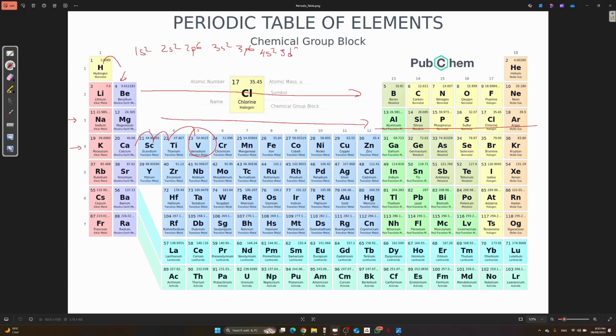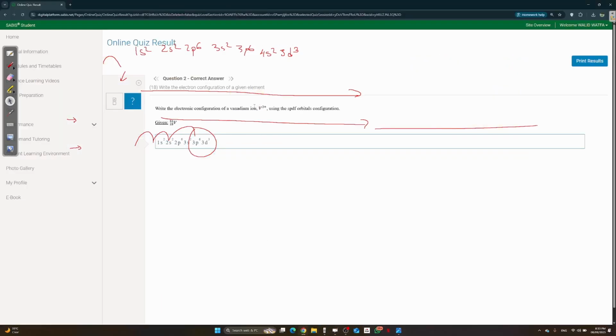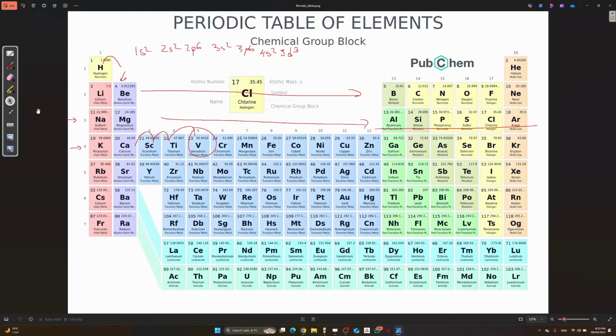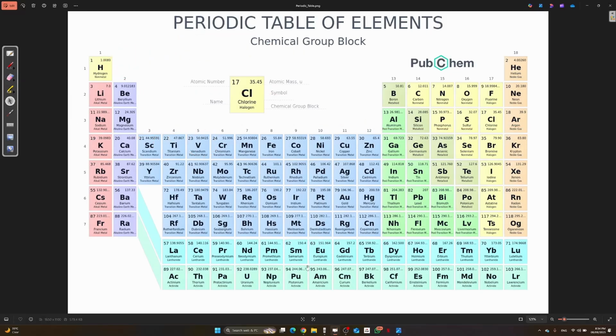Since you're in D, you have to subtract the coefficient by 1. So it's 3D3. Okay. Did they say V or did they say V2 plus? They said V2 plus. So what do I make this here? I have to lose 2 electrons. How do I lose 2? When you lose, you lose it from the highest energy level shell. So I have to subtract it from the 4S2. What's 2 minus 2? 0. So this is going to be gone. So you just copy down this configuration. Nice and easy.